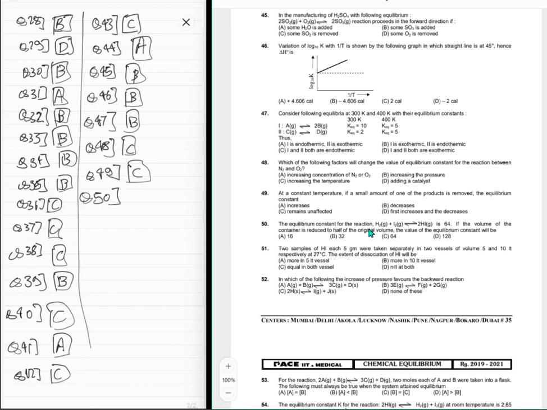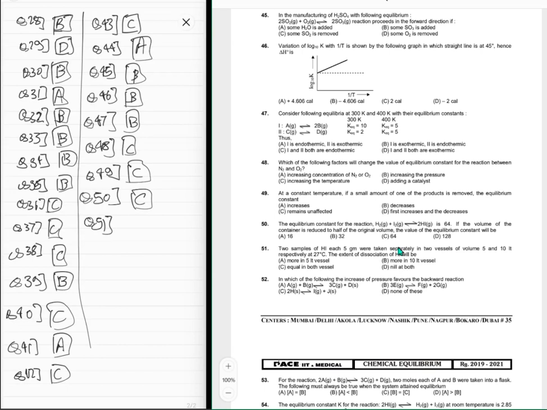Actually, even if it was something else, like N2 plus 3H2 giving NH3, changing the volume does not change the equilibrium constant at all. But for this reaction, it also doesn't change the proportions. So that's a bonus thing. It's still 64. What's the big deal?